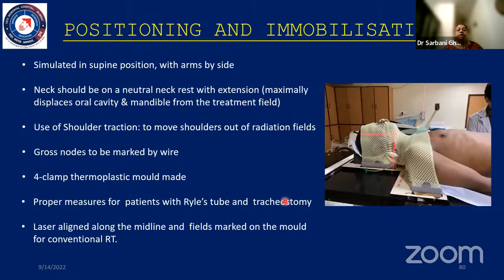Use of shoulder traction to move the shoulders out of the radiation fields. We do mark gross nodes by wires. A 5 clamp thermoplastic mold is used. Take proper measures for patients with a Ryle's tube and tracheostomy. And of course, the patient is aligned with the lasers, and then the thermoplastic mold is again made in the right position, and these laser lines may be marked on the mask so that they can be used for day-to-day alignment.